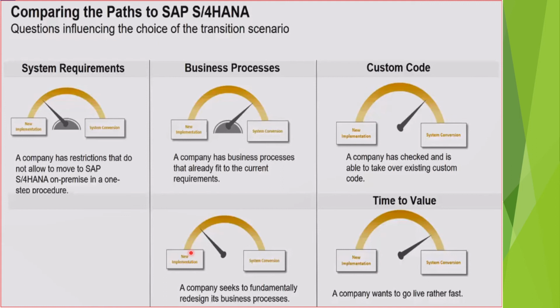And similarly, system conversion is faster than new implementation, because they want to go live. Because in our old-fashioned ways, when we have ASAP methodology, we usually have 12 to 18 months for one project. Like if you kickstart on 1st January, it might finish by end of the year or maybe the next year mid.